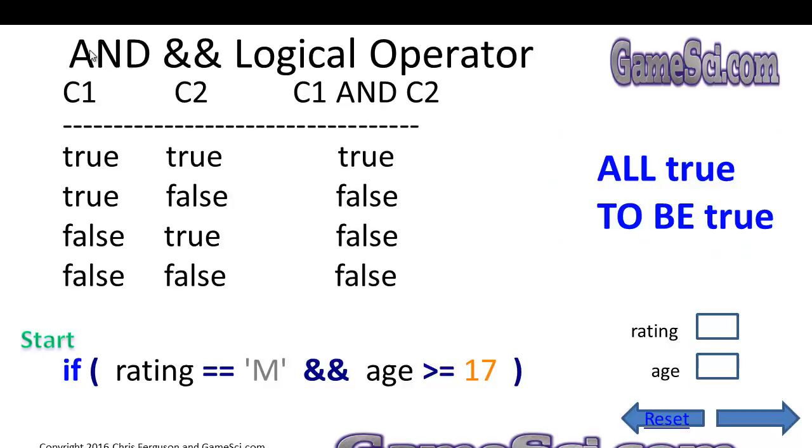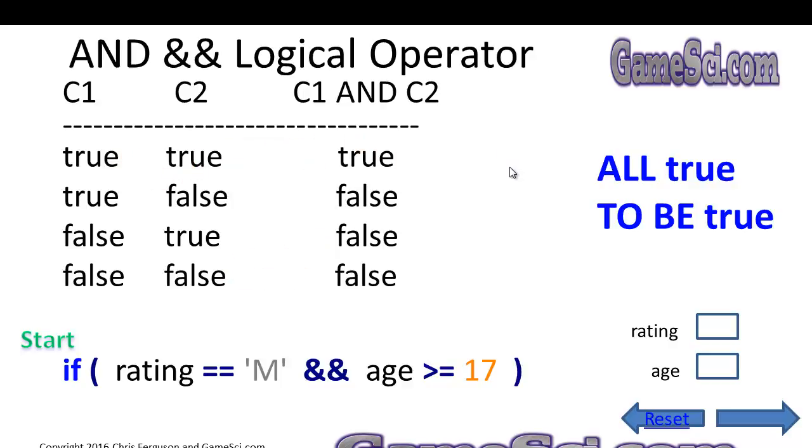Here's what we have, a truth table. We've got condition 1, which is a true-false value, and condition 2, which is a true-false value. All possible combinations of these two true-false values. What is the result when you AND the two together? So again, if both sides are true, the result is true. If there's even a hint of false in this, then the truth table indicates that the AND is false. All true to be true.